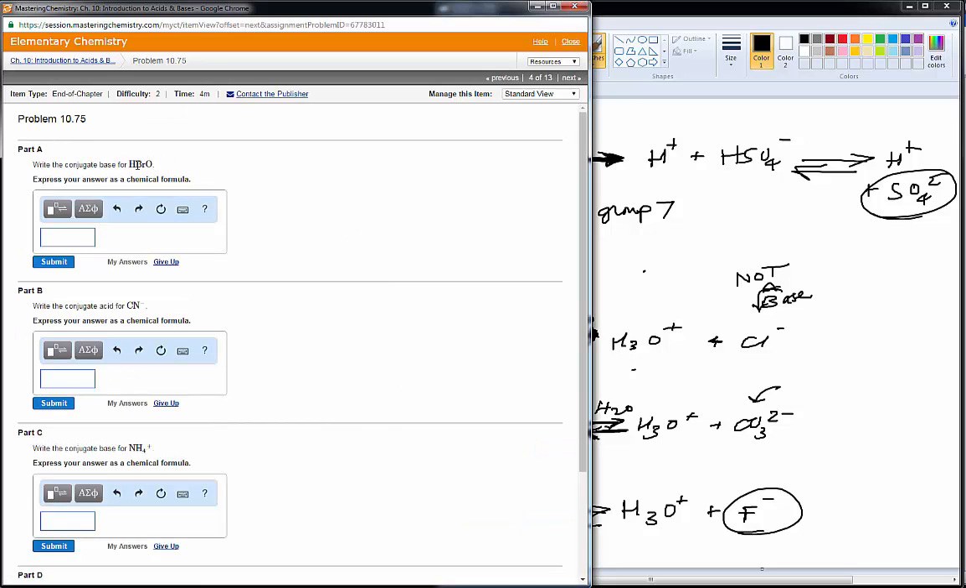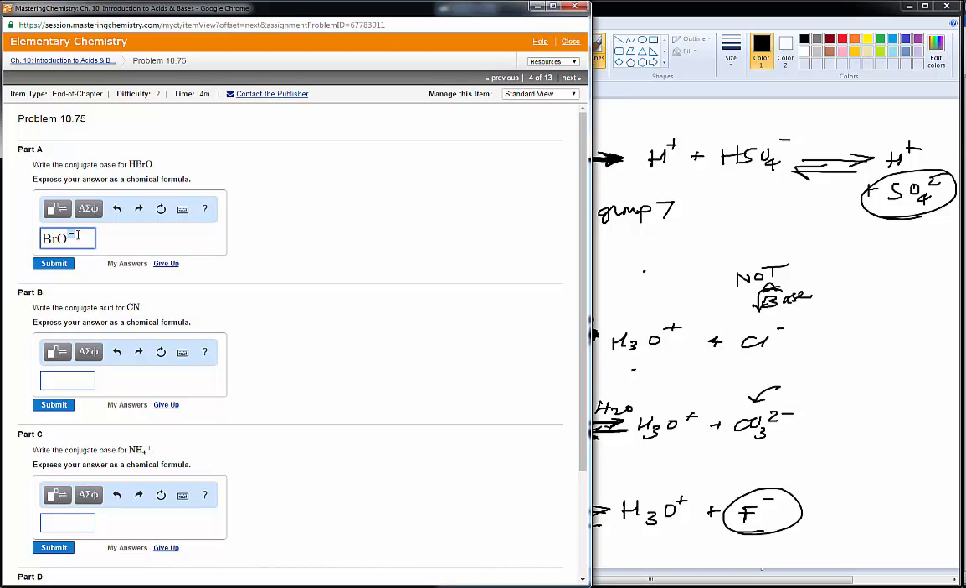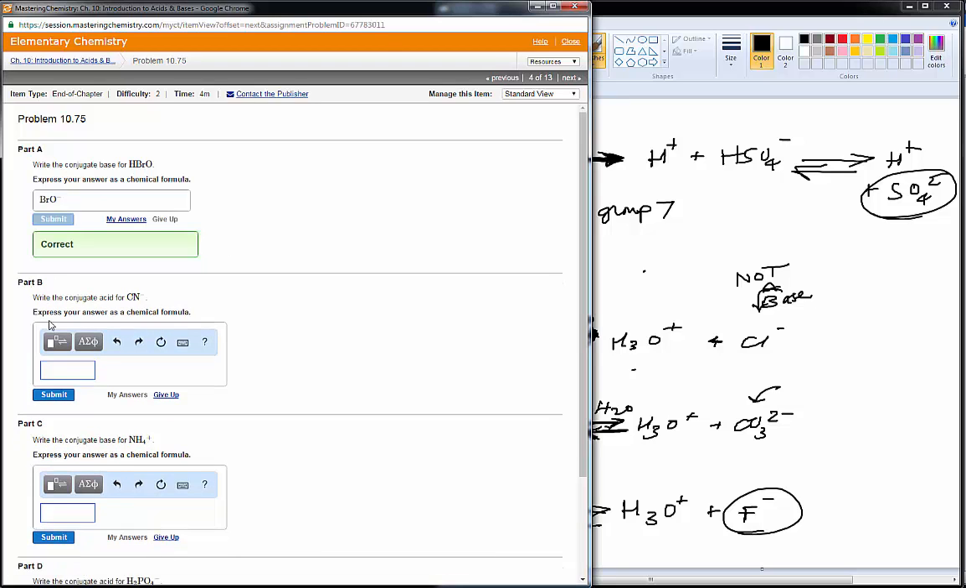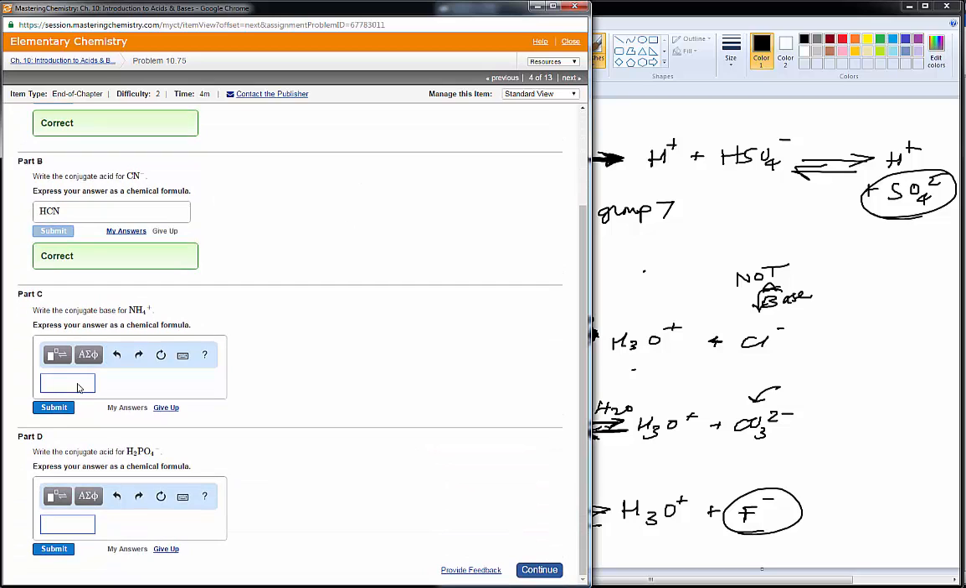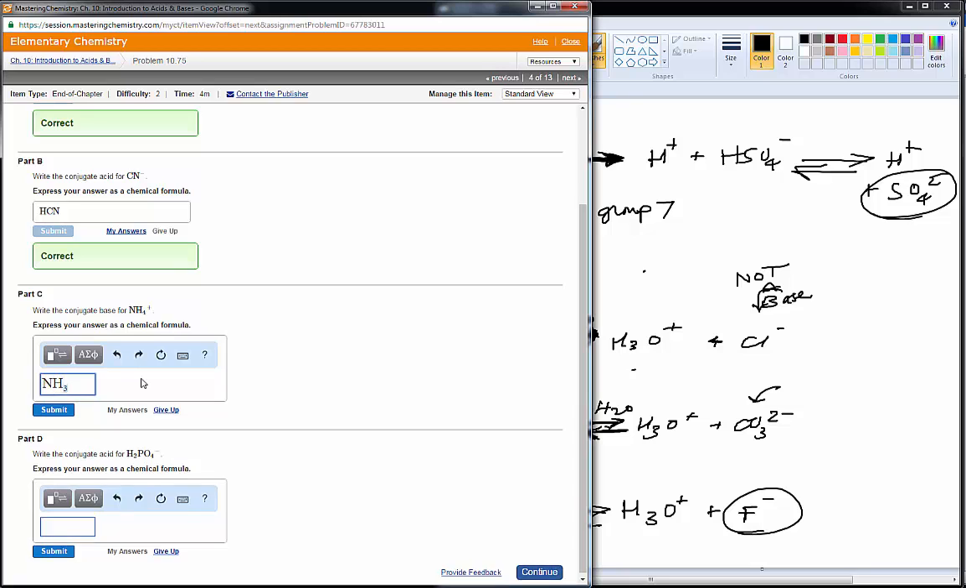All right, next, the conjugate base for HBrO. If I lost an H plus, then all I'm left with is BrO minus. The conjugate acid for CN minus means I have gained a hydrogen and a plus charge. So then I have HCN, and there's no charge because the plus charge cancels out the negative charge. The conjugate base for NH4 plus: I will have lost a hydrogen, so I have one fewer hydrogen and one less positive charge, which means I am neutral.